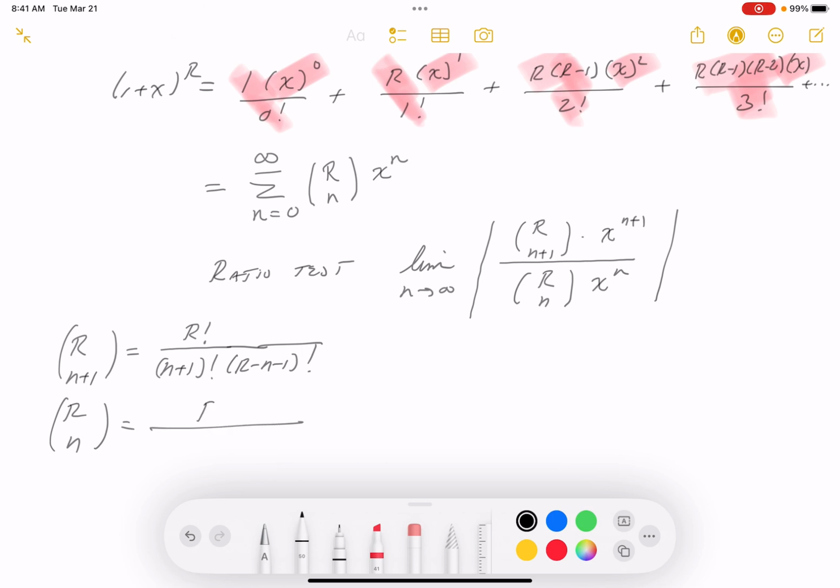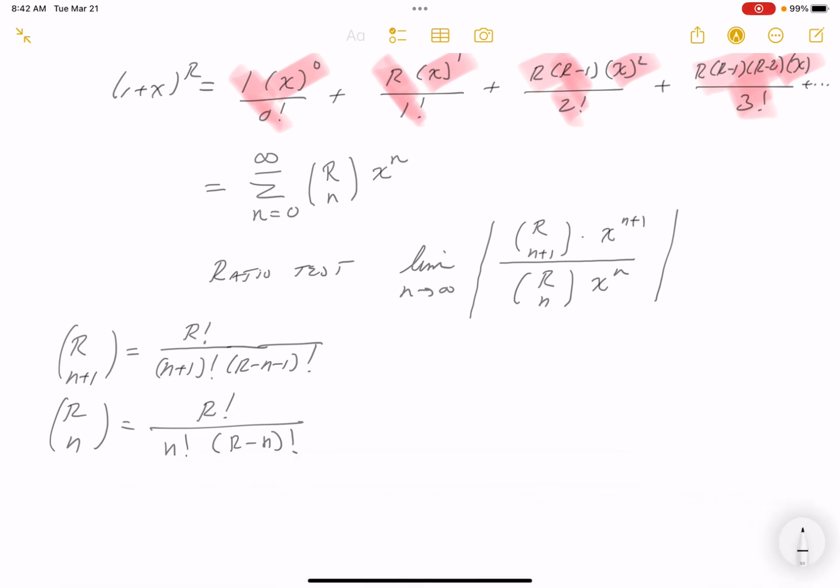It's going to be r factorial, and then it's going to be n factorial. I could put in that parenthesis, so just erase that, put n factorial down. N factorial, and then it's going to be r minus n factorial.